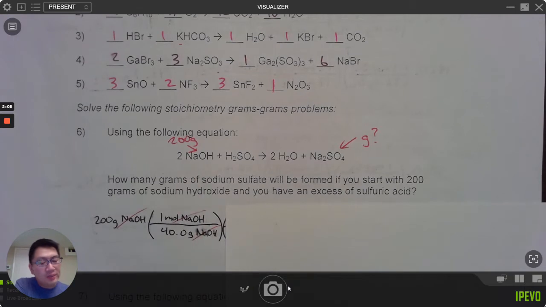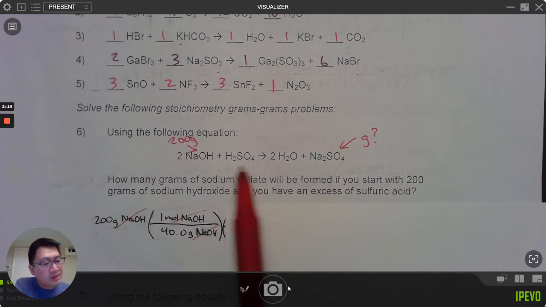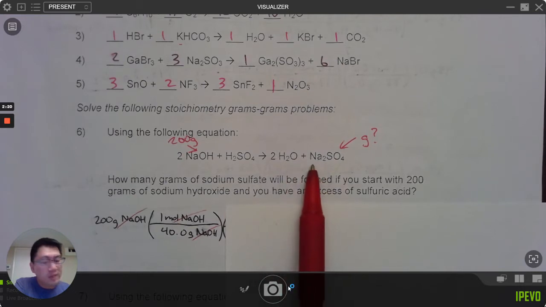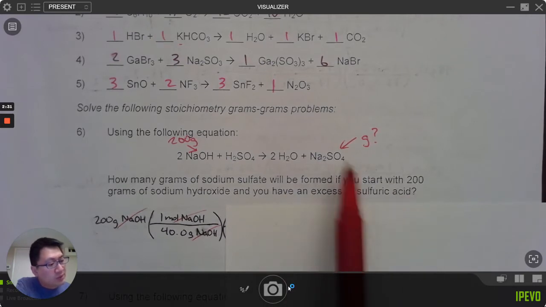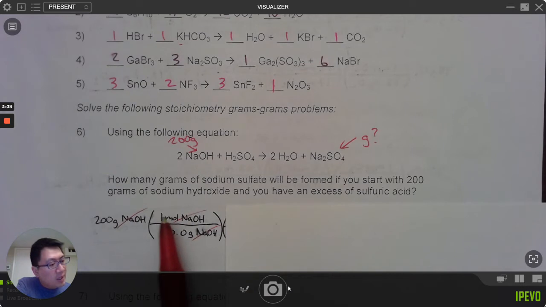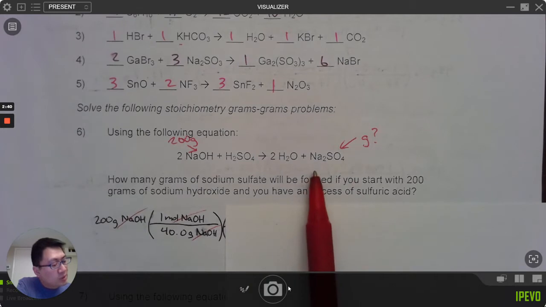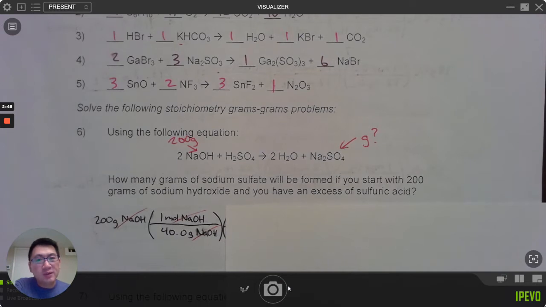This equation reads: 2 moles of sodium hydroxide and 1 mole of sulfuric acid makes 2 moles of water and 1 mole of sodium sulfate. That's what the equation says. So the question is, how many grams of sodium sulfate will be formed if you start with 200 grams of sodium hydroxide and you have an excess amount of sulfuric acid? So I put G, how many grams, question mark, of sodium sulfate given 200 grams of sodium hydroxide.